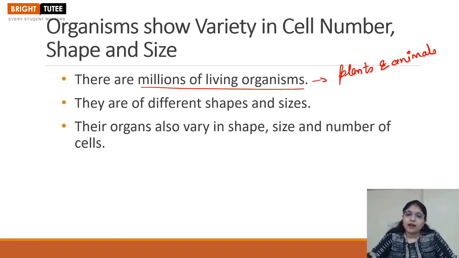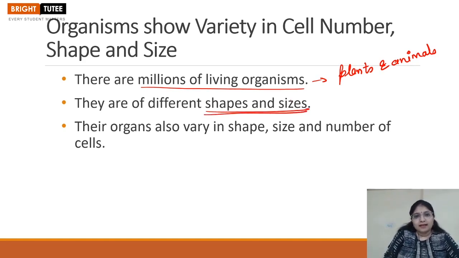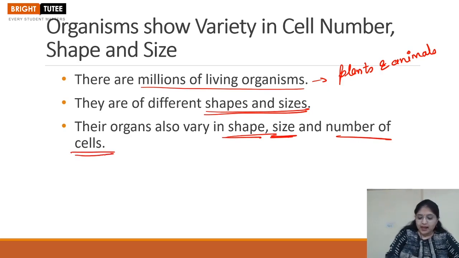The cell number varies in them. Apart from that, we also see that the plants and animals, or the living organisms for that matter, have different shapes and sizes. And that's why their organs also have different shape, size and number of cells, right? And this variety is seen in all the diverse living organisms that are present on the planet Earth, right?